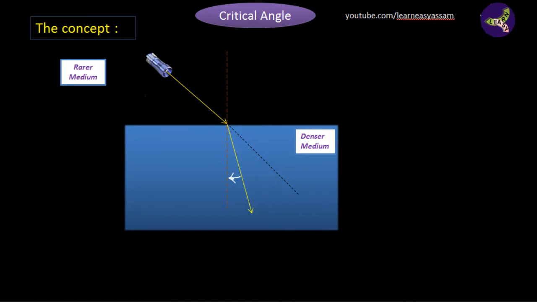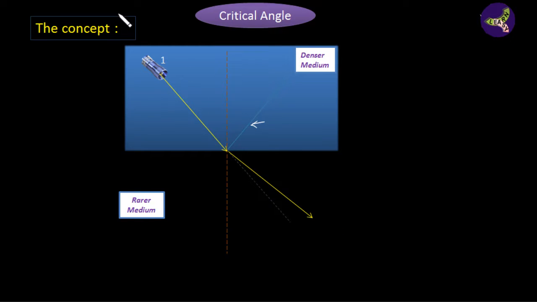It bends towards the normal. So it is bending towards the normal. Now if we flip the scenario in this manner, what will happen? You can see, this is now the denser medium and this is the rarer medium. So when light goes from denser medium to rarer medium, the scenario will be opposite. What will happen? When light goes from denser medium to rarer medium, the light bends away from the normal.